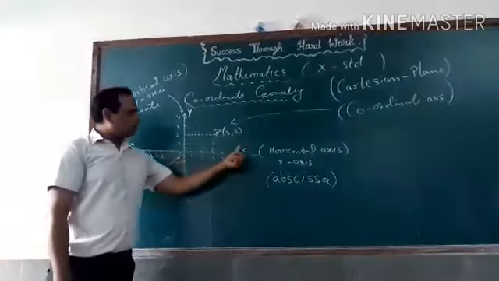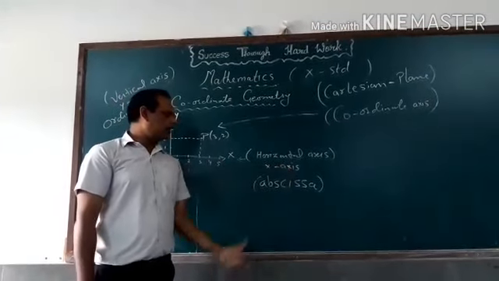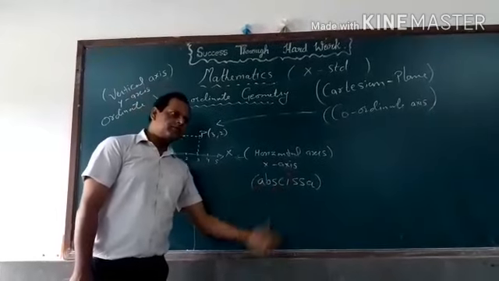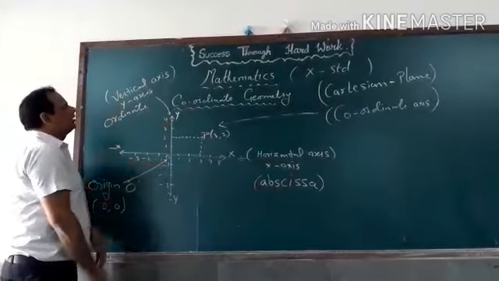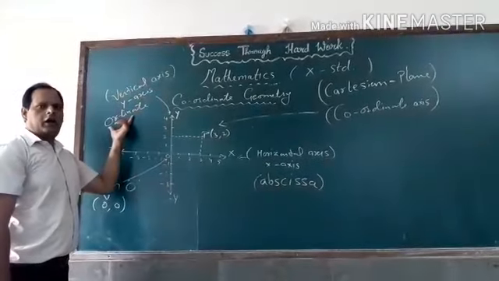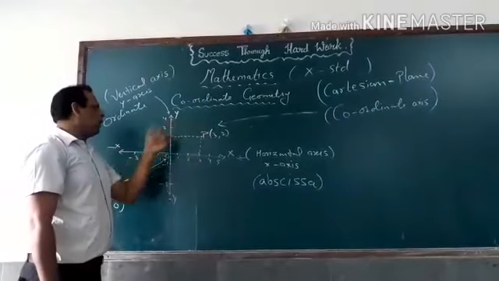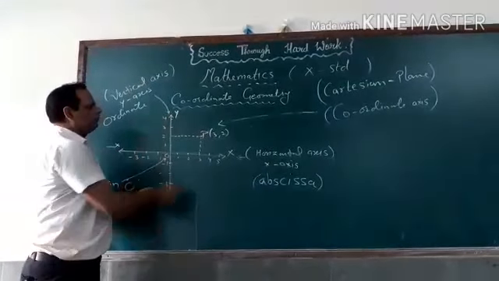We see here the horizontal axis is called the x-axis and it is also called the abscissa, and the vertical axis is called the y-axis and it is also called the ordinate. See here, our plane is divided into 4 parts: first, second, third and fourth.